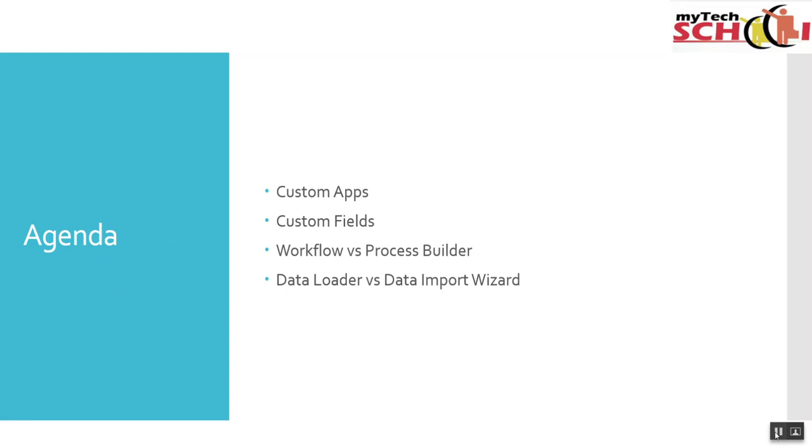The agenda for today is we're going to talk about custom apps and when to use them. We'll talk about custom fields, how to create them, and you'll see how fast it is to create them, as well as the different types of custom fields that are available to us. We'll also take a look at some of our automation tools like Workflow and Process Builder, and we'll end it off with some of our data management tools, which are Data Loader and Data Import Wizard.